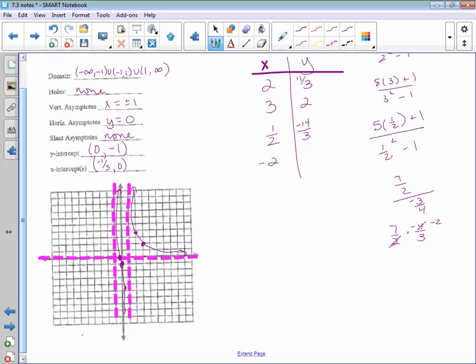Negative 2. All right, so 5 times negative 2 plus 1 over negative 2 squared minus 1. What do I get? Negative 9 over negative 9 over 3. Yeah. So negative 3, right? Oh, that's nice. That's nice.